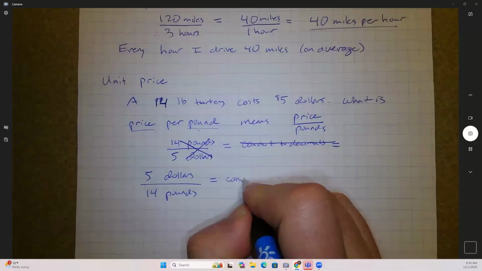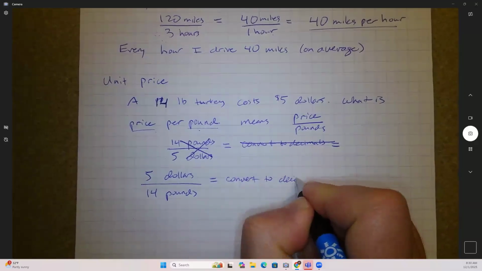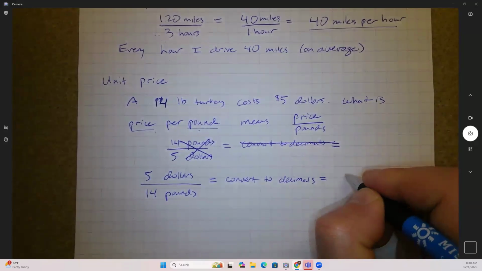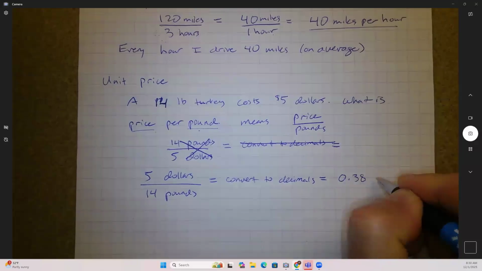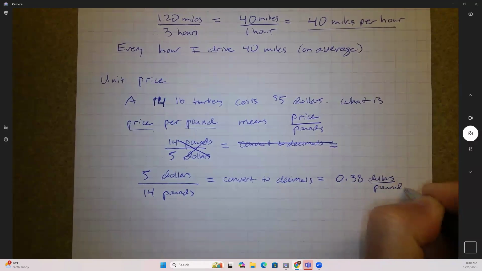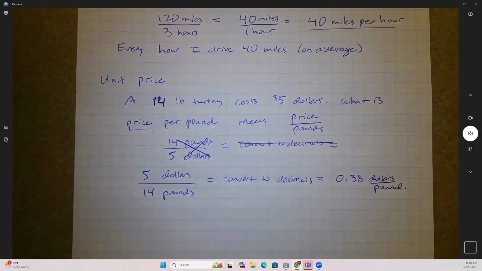And we're still going to convert to decimals. But now we do 5 divided by 14. And we get about 38 cents a pound. 0.38 dollars per pound. Which is exactly what we paid when we bought a turkey on Saturday, because it was after Thanksgiving. We got it. It was great. Now we have 2 turkeys.